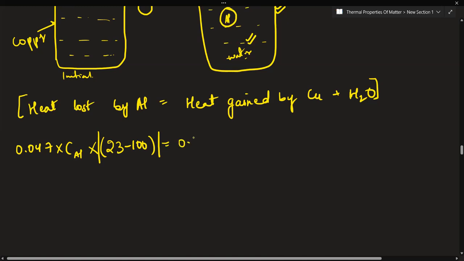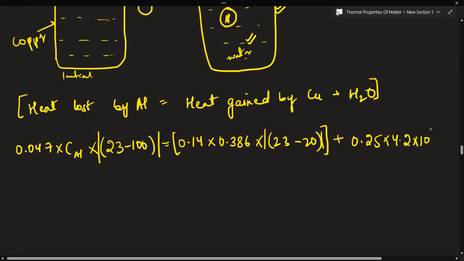Heat gained by copper. Mass of copper is 0.14 multiplied by the specific heat of copper, 0.386, given in the question, times the change in temperature. Copper is finally 23, initially it was 20 degrees Celsius. Again, you will use mod in order to eliminate the negative sign. Now, mass of water is given as 0.25. Specific heat of water is not given, but I have told you to remember it. It is 4.2 into 10 to the power 3, multiplied by the change in temperature. This is the same for water because the water is kept in the copper calorimeter. This will be 23 minus 20.